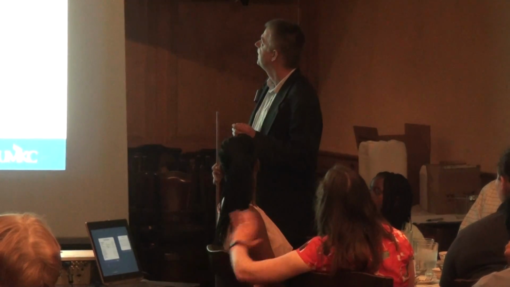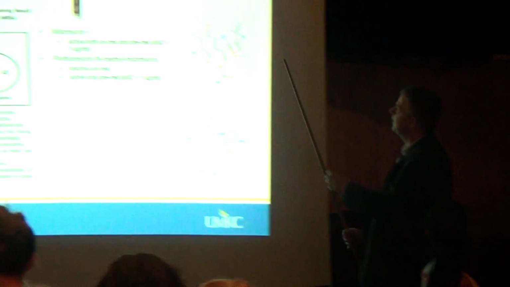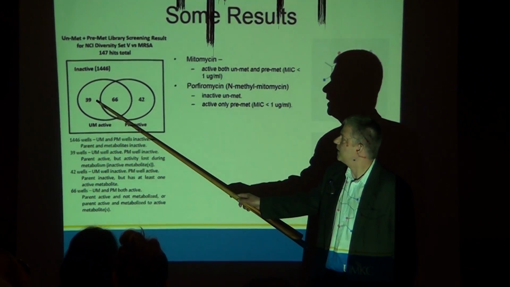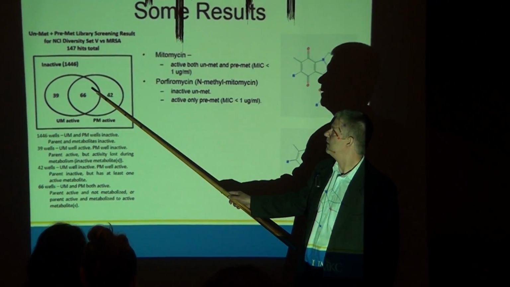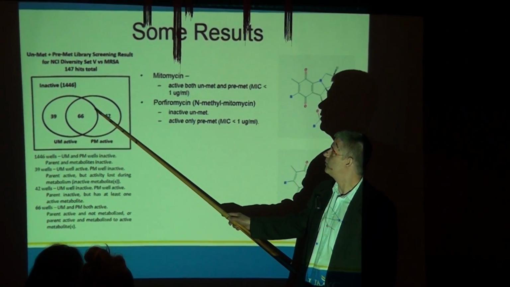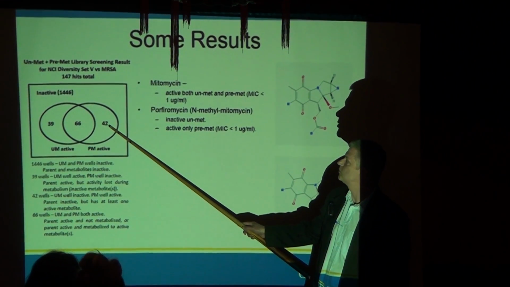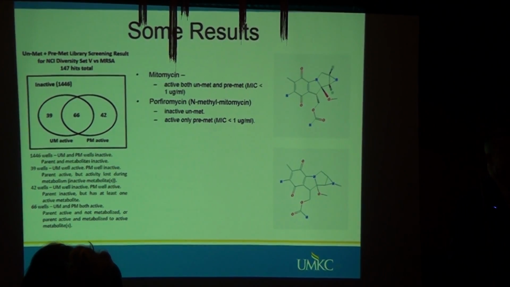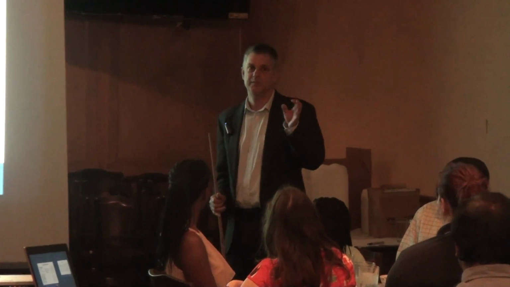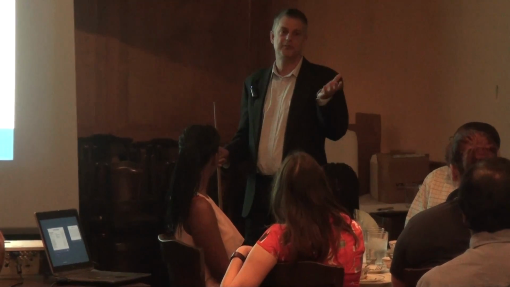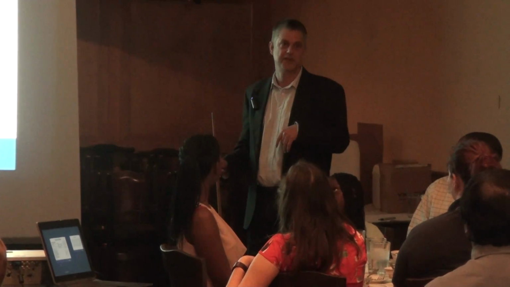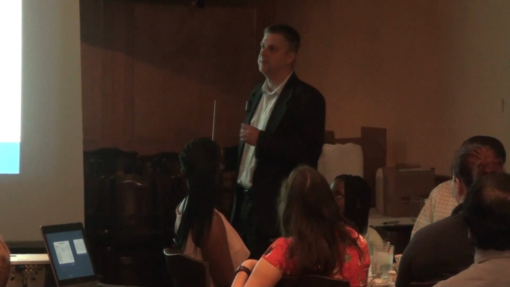So next one. We got 39 hits from the unmetabolized plate that weren't present after metabolism, 66 common to both, and then 42 of the hits were only present after metabolism. And we're optimizing metabolism conditions, so now we're up to like 60%. We're getting 60% additional hits after metabolism.